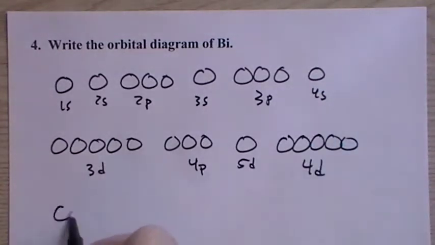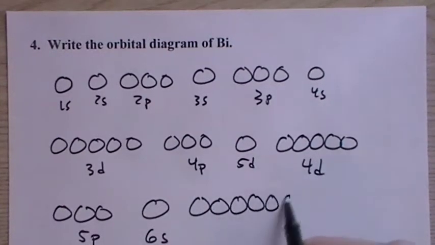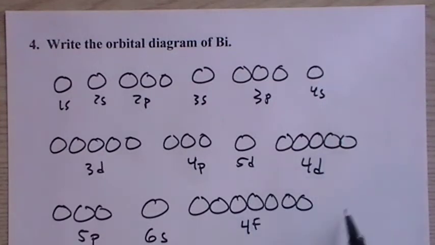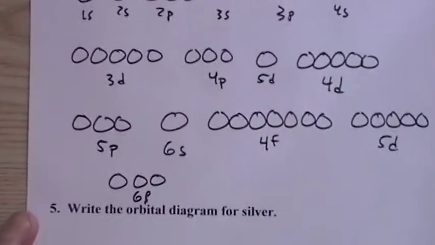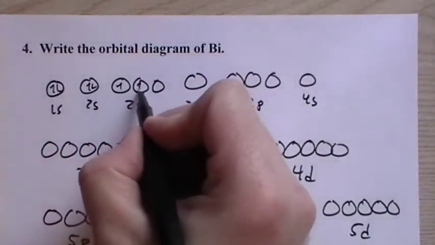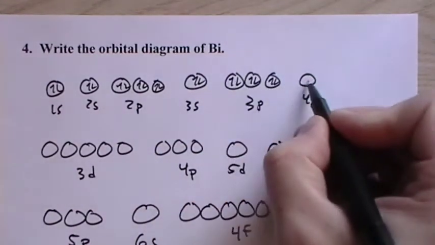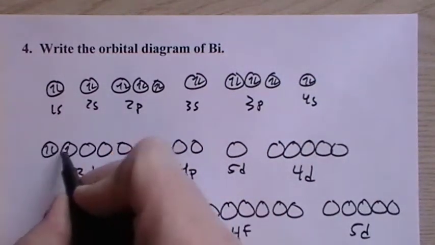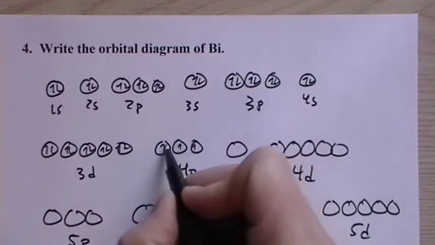And then we have 5p, 6s, 1, 2, 3, 4, 5, 6, 7. 1, 2, 3, 4, 5. You can see how nasty it can get as we go along. This is 6p. So that's everybody, and all of these get filled up. And this would definitely be the, oops, just follow my rule here, half fill them.